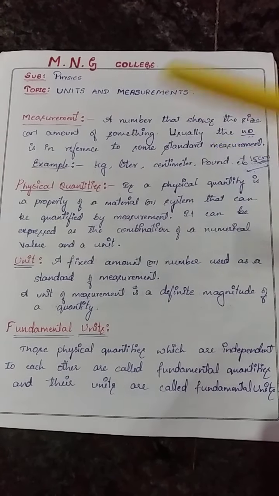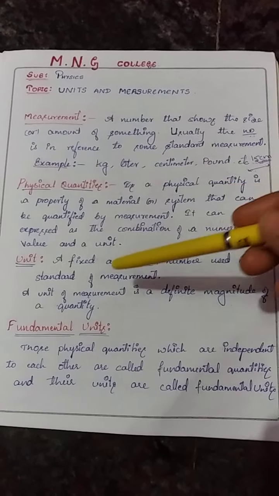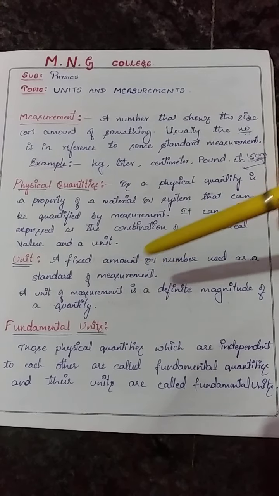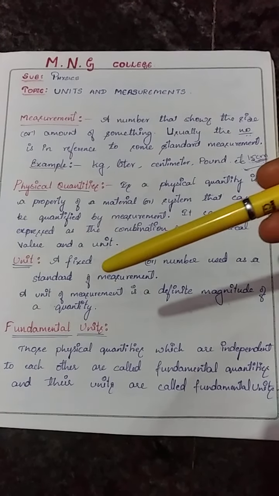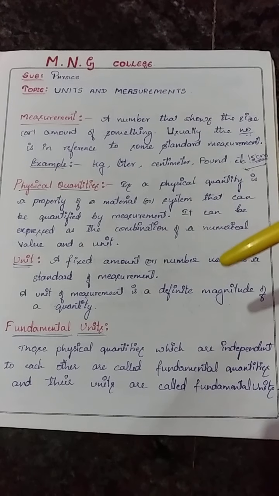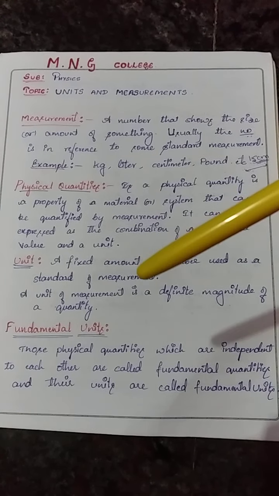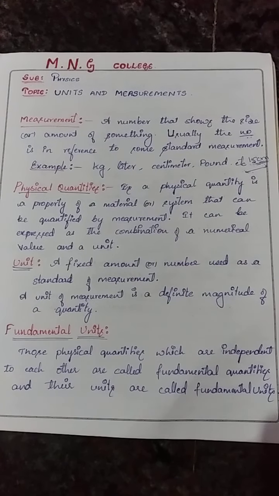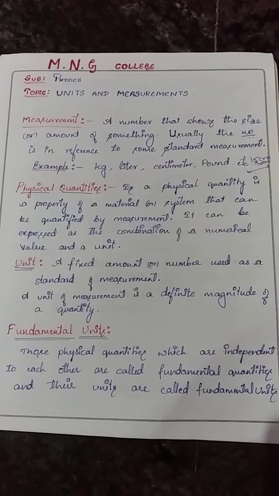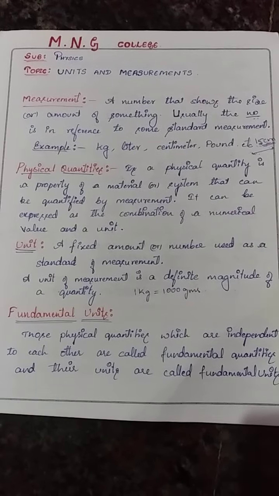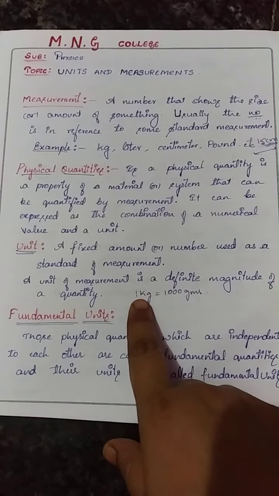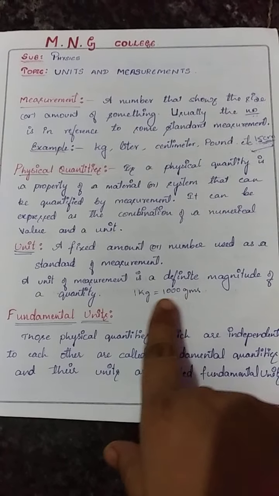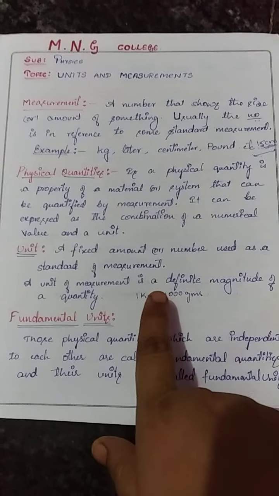Unit means that which represents a standard form. What is a unit here? A fixed amount or a number used as a standard of measurement, or a unit of measurement is a definite magnitude of a quantity. Means a unit is a representation of a quantity. For example, 1 kg is equal to 1000 grams. This is the standard measurement of a mass.